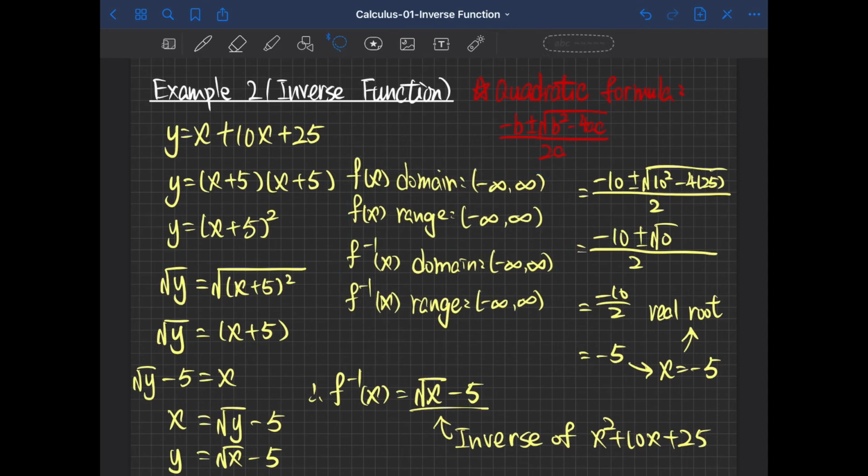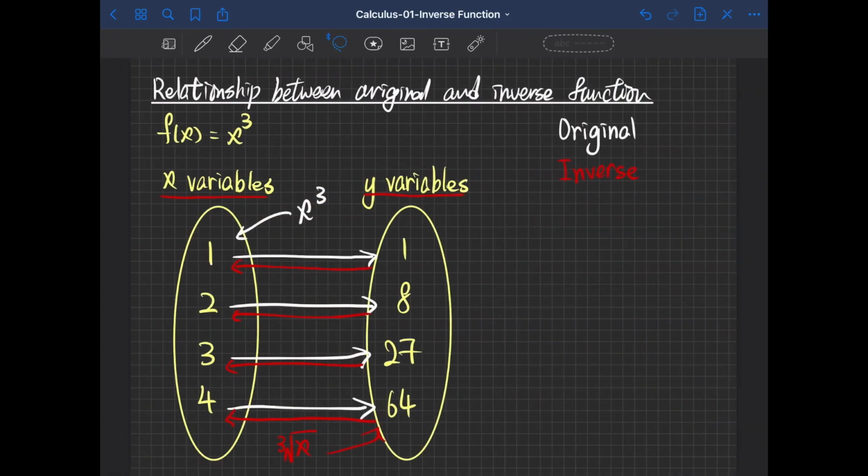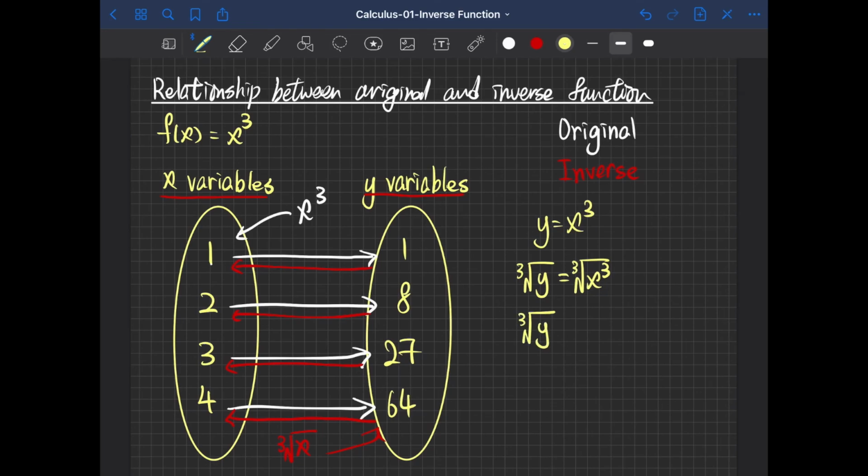And we go back to the x to the power of 3 case. So y equals x cubed. And we take the cube root of both sides. Such that we have x equals cube root of y. Then interchange x and y. So we got y equals the cube root of x, which is the same as our previous answer.